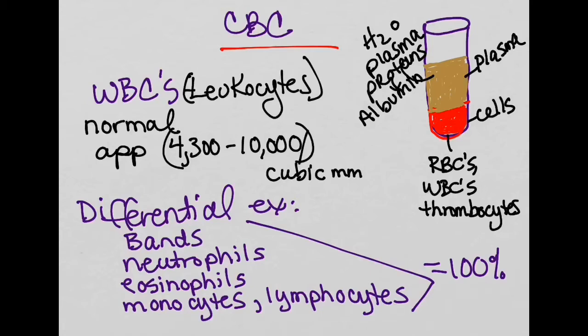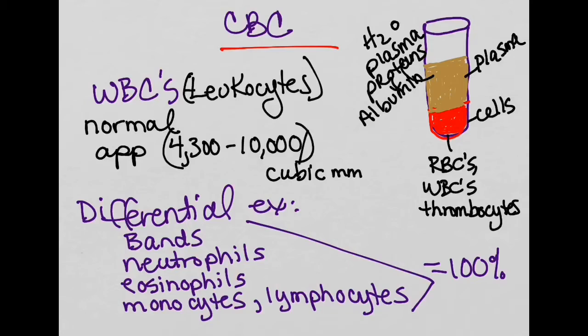When you order a CBC with differential for this particular patient coming in, we want to figure out what it means when the results come back, because we are suspecting some type of infection, most likely, considering the story that we have seen from the patient. WBCs are called leukocytes. Normal is approximately 4,300 to 10,000 per cubic millimeter. So it's basically a measurement of how many are in each cubic millimeter. So we know that they're really tiny.